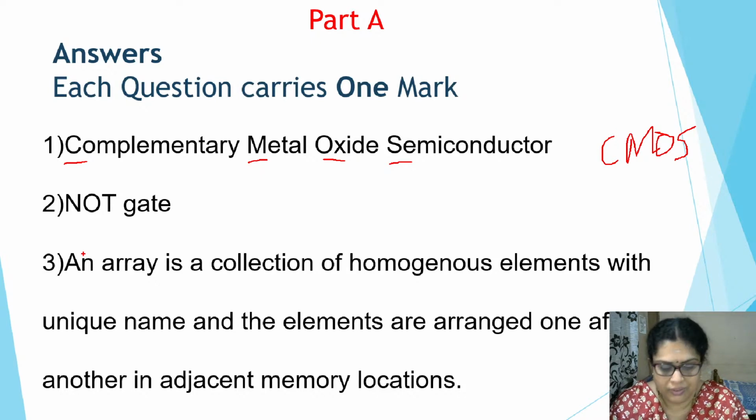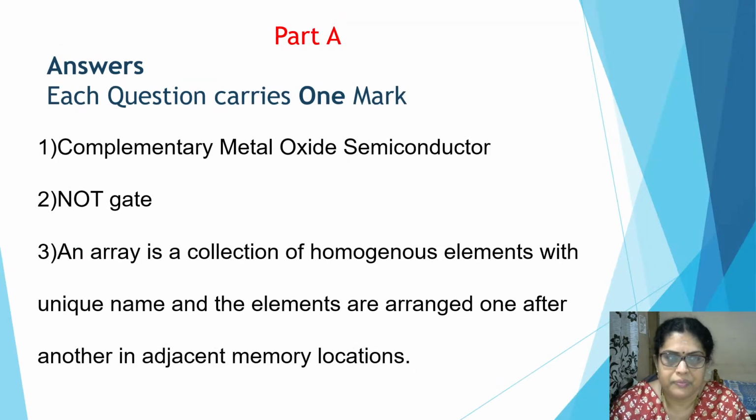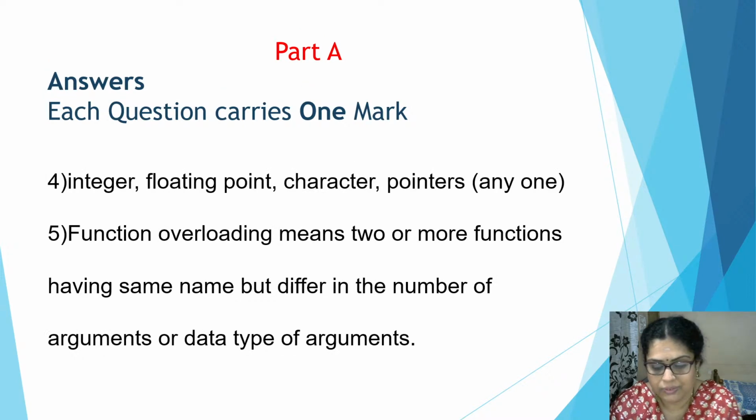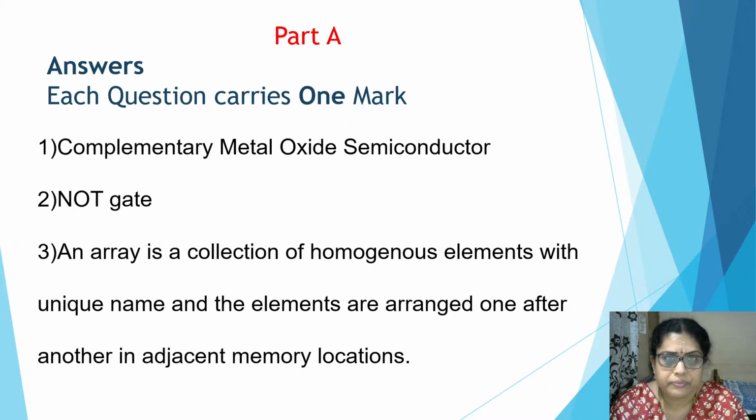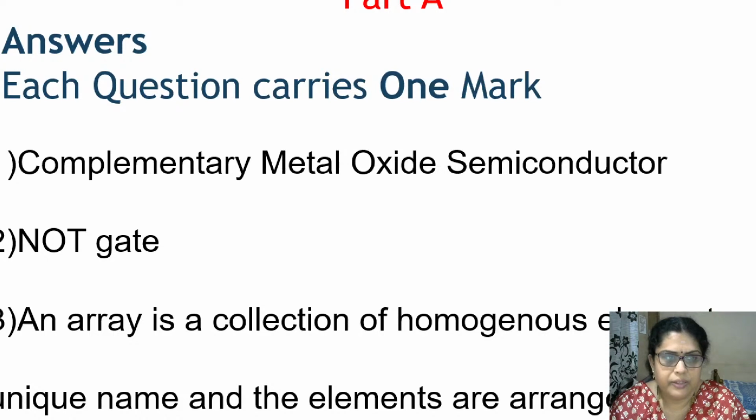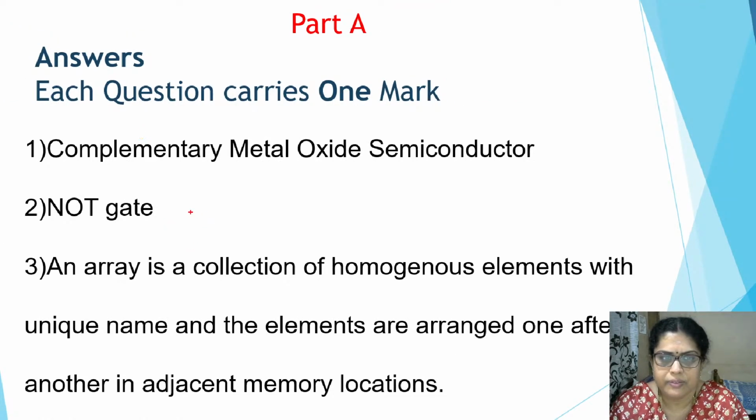Okay, the next question: which gate is called the inverter? The NOT gate is known as the inverter gate. If you remember the symbol for the NOT gate, it is like this. You have a straight line, and then you have a triangle with a bubble. This is the symbol for the NOT gate, because sometimes in the exam they may ask you to draw the symbol for the NOT gate.